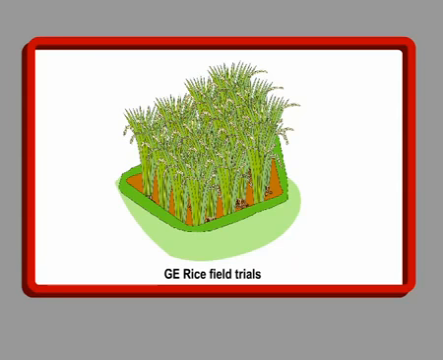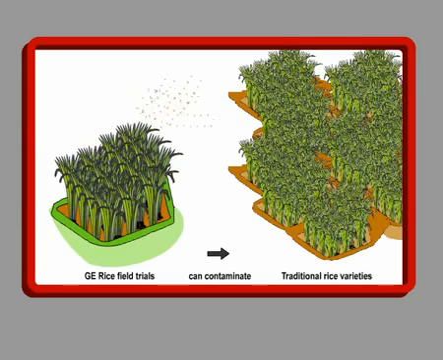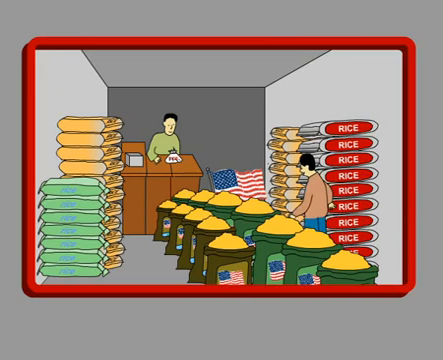GE crops will also contaminate precious local crop varieties, destroying them forever. This process is irreversible. This happened in Mexico, which is the center of biodiversity of corn. GE rice field trials are thus very dangerous.